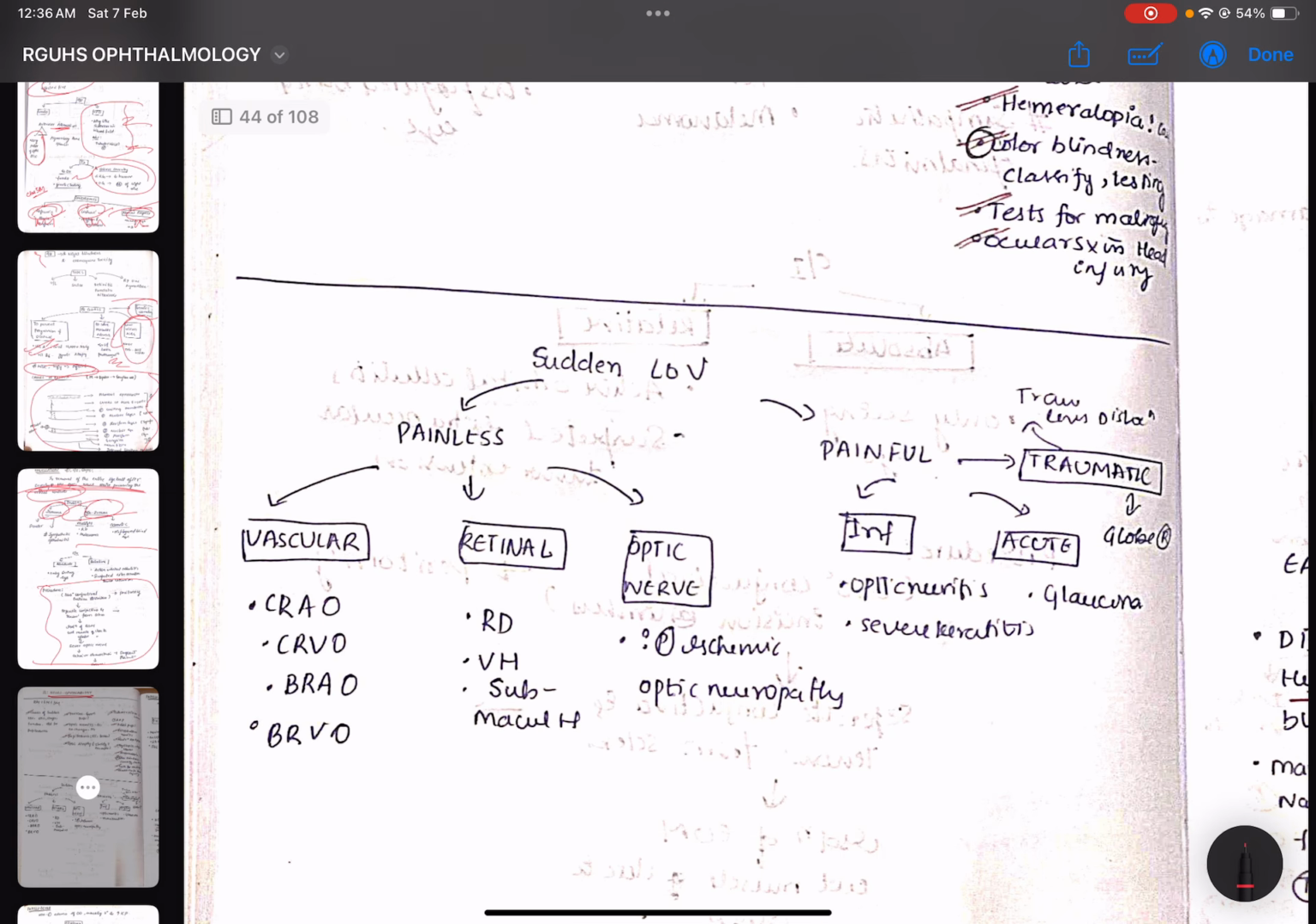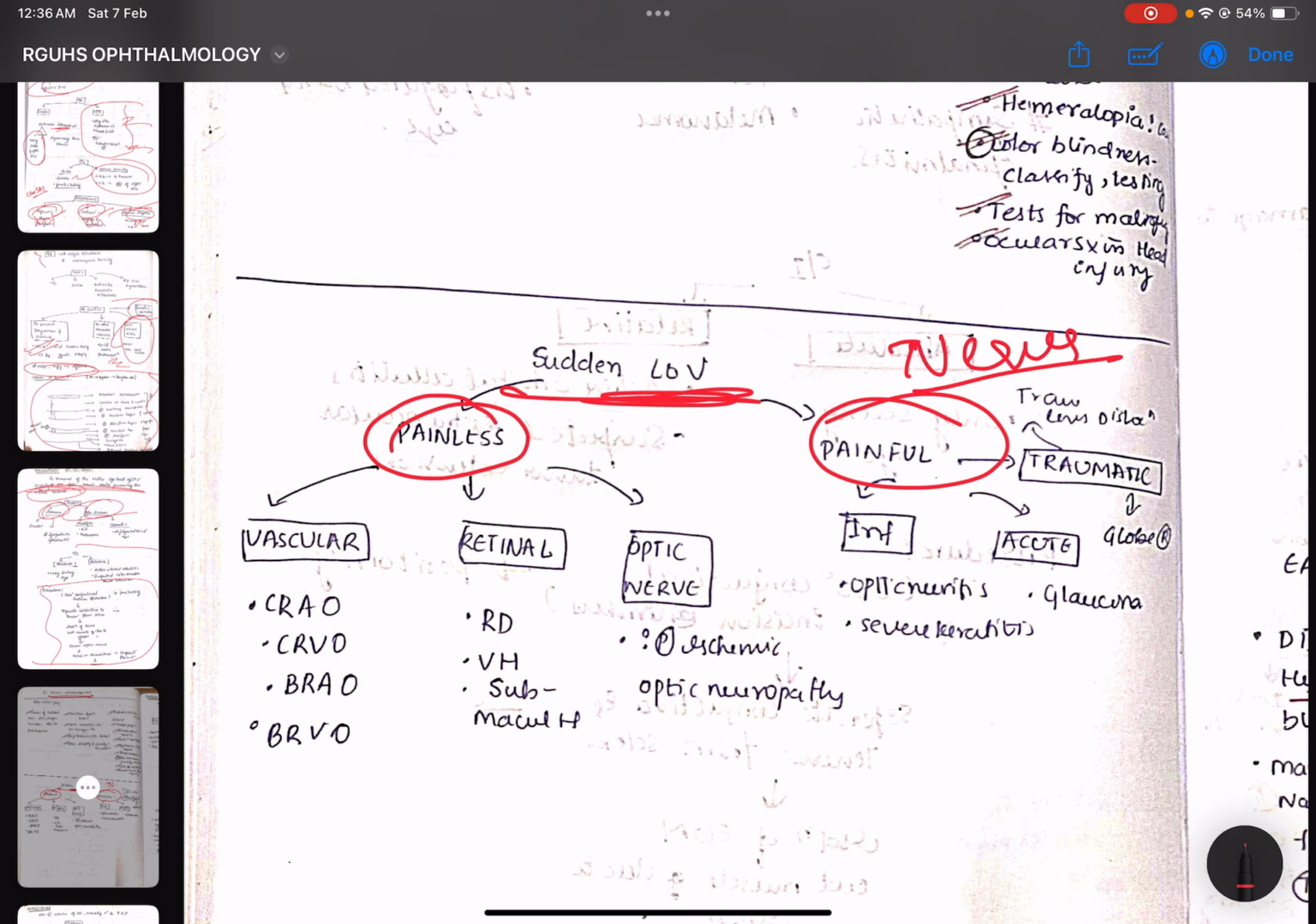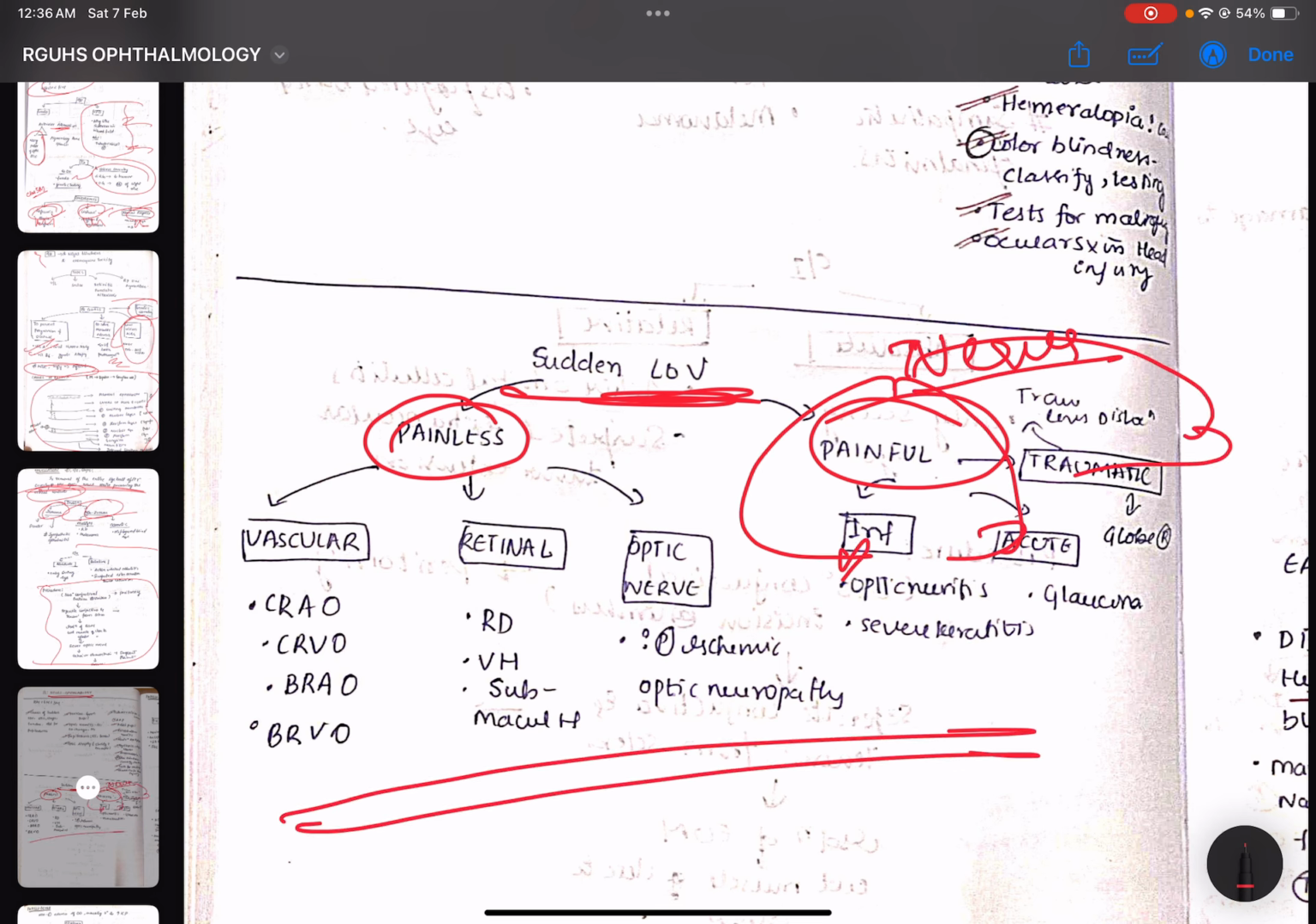Sudden loss of vision, here they have asked, again painless and painful. If it's painful, it's something related to the nerve. So again, all these causes are related to the nerve. Painless, again, imagine what are the things required for vision, place them accordingly, then remember what are the acute conditions which can cause loss of vision.